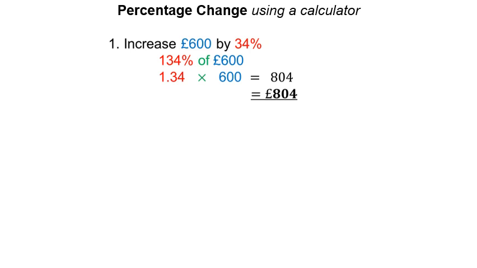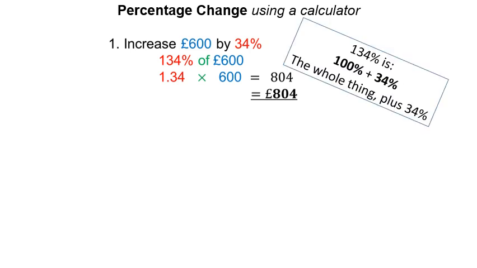Now, if I want to increase something by a percentage, the important way to think about this is to imagine you want all of what you've currently got, and you also want an additional, in this case, 34%. Start with the whole thing and add on 34%. Well, what you've already got, the whole thing, is 100% of £600. If you have another 34% of £600, then you have 134% of £600 altogether.